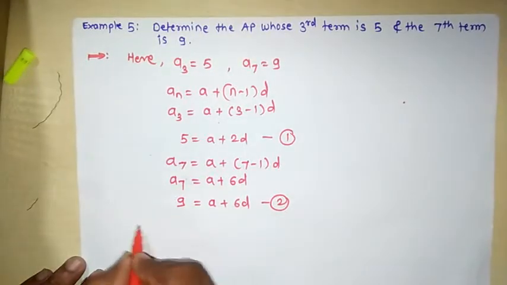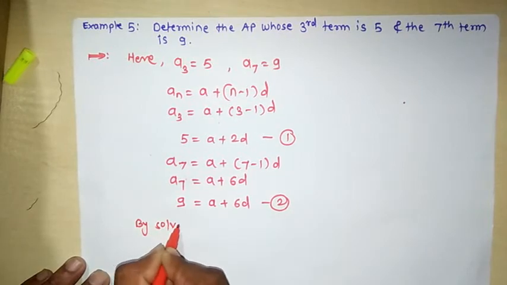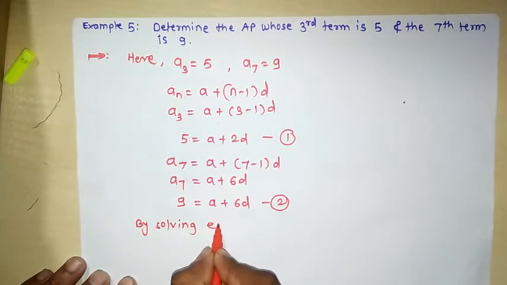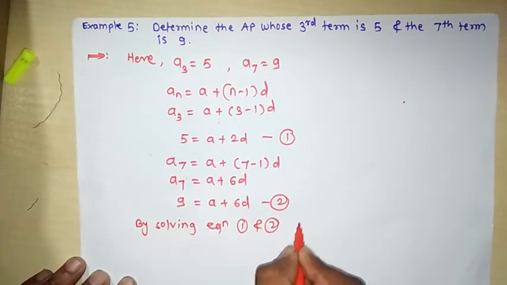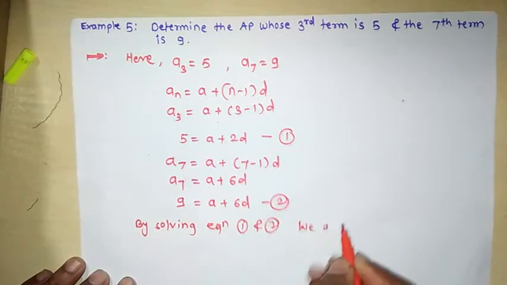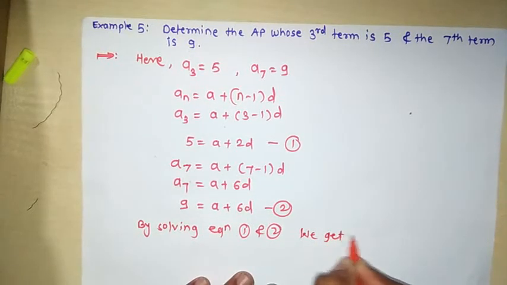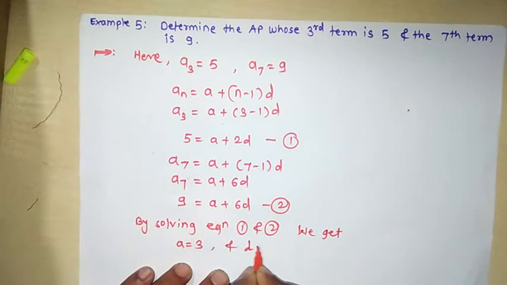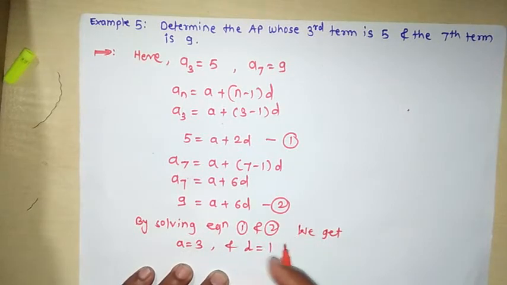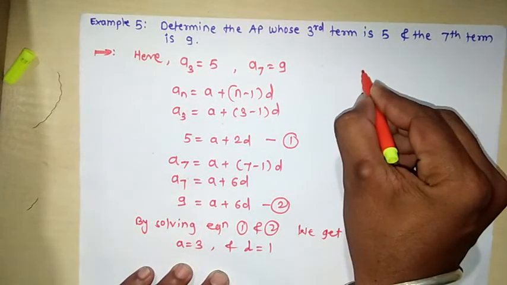Now by solving equation 1 and 2 we get a is equal to 3 and d is equal to 1. Now if you don't know how to solve this, see here, I will show you.